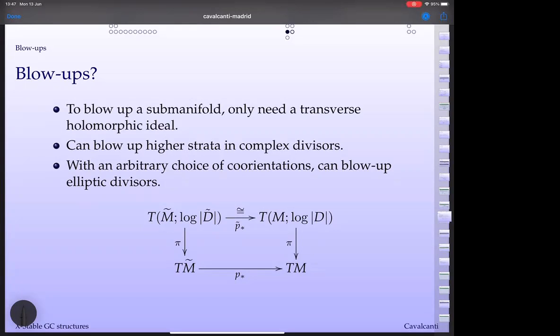And if you look at elliptic divisors, that's a bit more interesting. Because if you can get these orientations, you make it a complex divisor, and in the complex divisor world, you can just blow up canonically. If you have different orientations, you have a different complex divisor, a different ideal, you can still blow up canonically. So there's no canonical blow up in the elliptic world, because these orientations can change what you're doing. But any of those will give you a canonical blow up. So once you fix orientations, you can do a blow up and it's canonical.